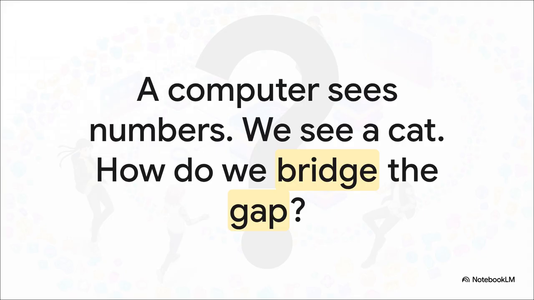When you or I look at a picture of a cat, our brain just gets it instantly. But a computer, all it sees is a massive grid of pixel values, just numbers. So the entire challenge of computer vision is right there in that question. How do we bridge that enormous gap?